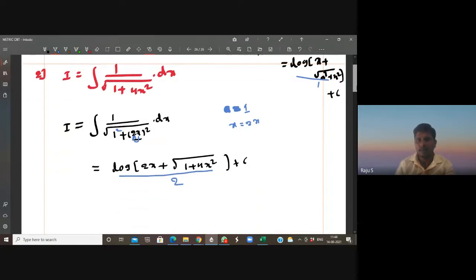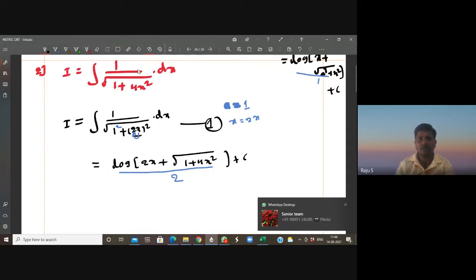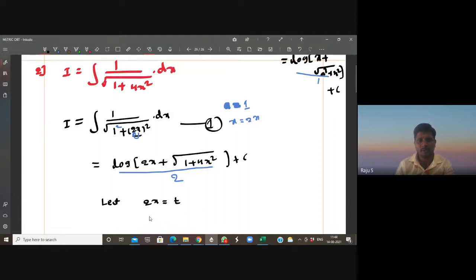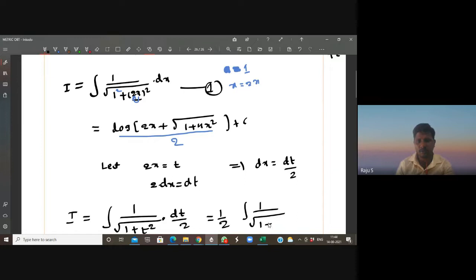Otherwise, in NCERT, what shall we do? Let us take this as equation 1, and use the substitution method. Let us take 2x equal to t. Differentiate on both sides: 2 dx is equal to dt, which implies dx is equal to dt by 2. Already we got the by 2. When I substitute these values in equation 1, I becomes integral of 1 by square root of 1 plus t square into dt by 2, which is equal to 1 by 2 times integral of 1 by square root of 1 plus t square dt.